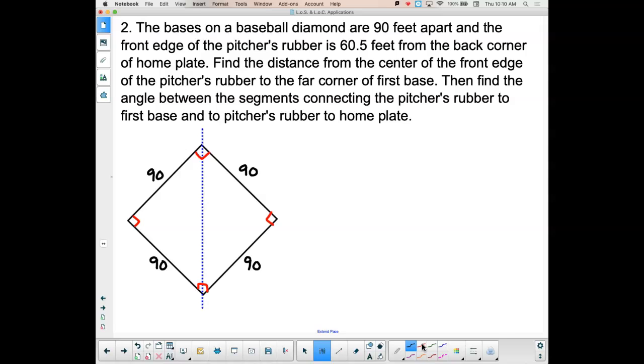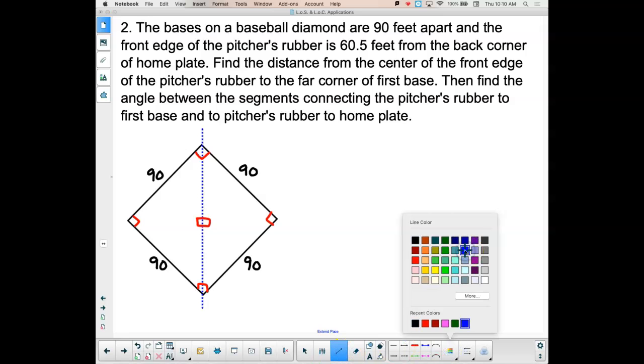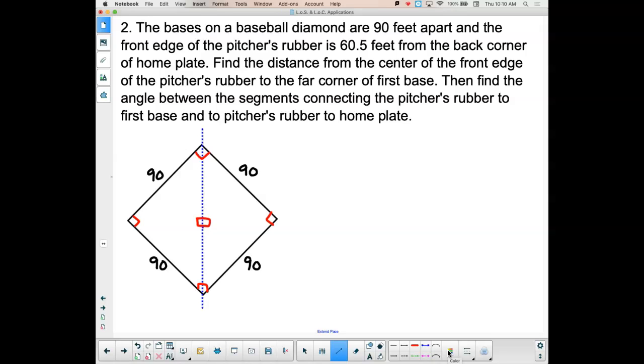The pitcher's mound is 60.5 feet from home plate. It's right in there. It's also in the problem. So this is 60.5 feet.